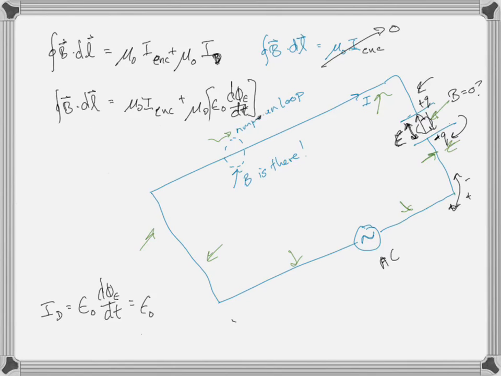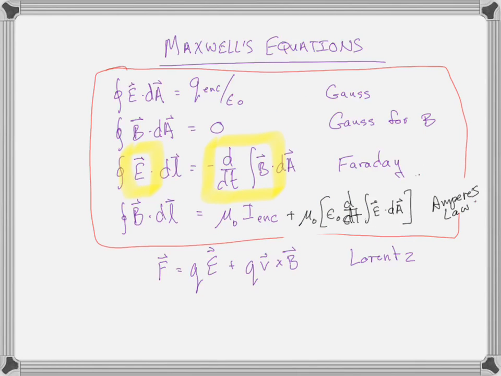epsilon 0 times the time rate of change of the integral of E dot dA. Okay, so that's the displacement current. I had left off the dot dA before and just said it was dE dt. Okay, so in summary, Maxwell's equations are now these four equations, with Ampere's law modified by Maxwell's displacement current.